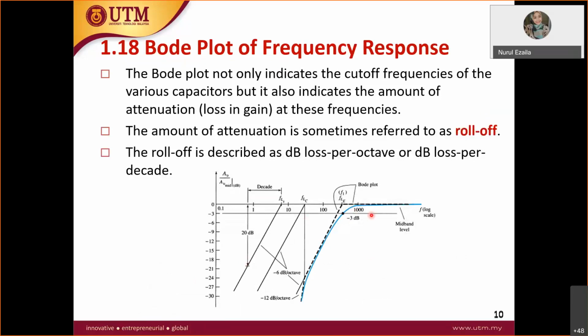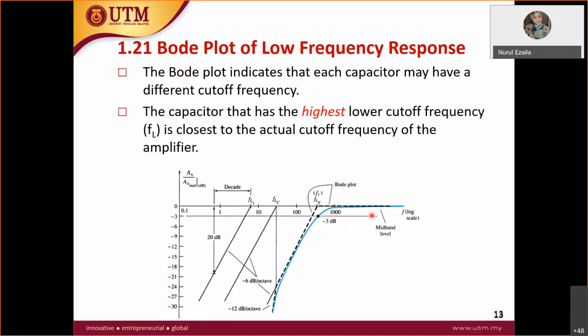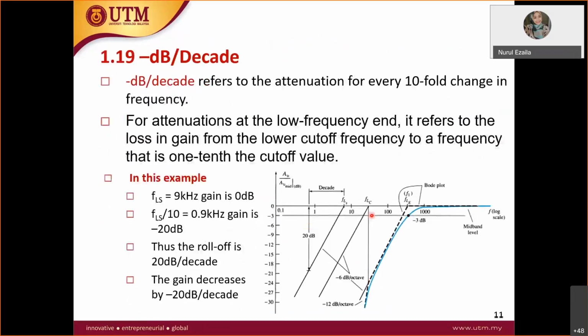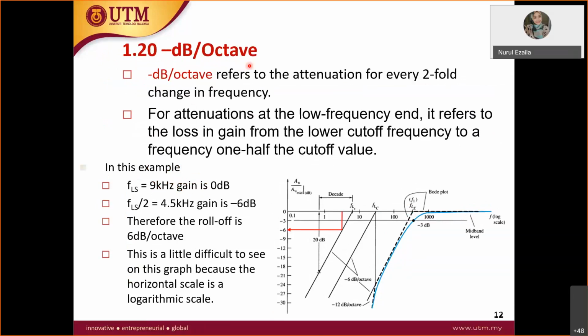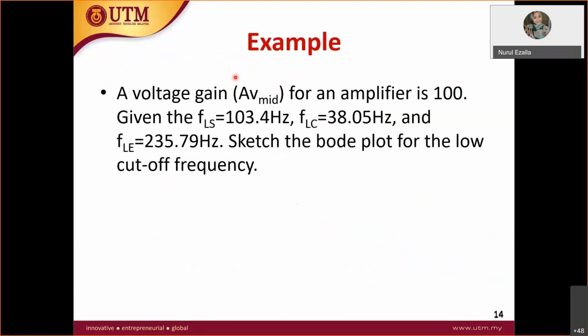How to plot it, let me show you an example. So this is just an example. You can actually solve dB per decade and dB per octave. In my class, I will use dB per decade. So for example, given the AV, you just have to listen. AV 100, and they want you to draw this low frequency. This FL means low frequency.